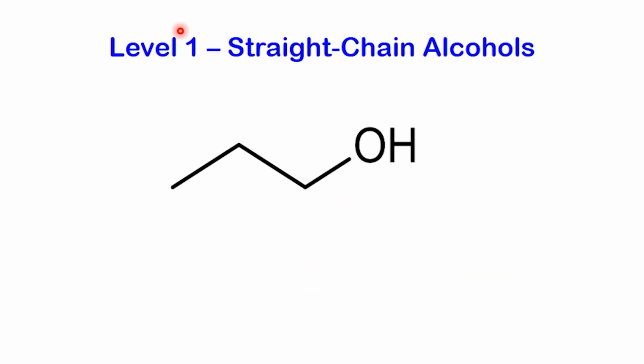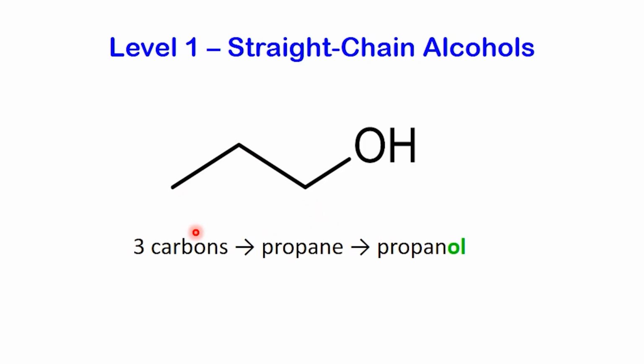Level 1. Straight-chain alcohols. We start with molecules that contain no branches. Example 1. Step 1. Find the parent chain. Look for the longest continuous chain that includes the carbon attached to the hydroxyl group. In this molecule, the longest chain has 3 carbons. 3 carbons correspond to propane. Since this is an alcohol, we remove the final E and add OL. The base name becomes propanol.